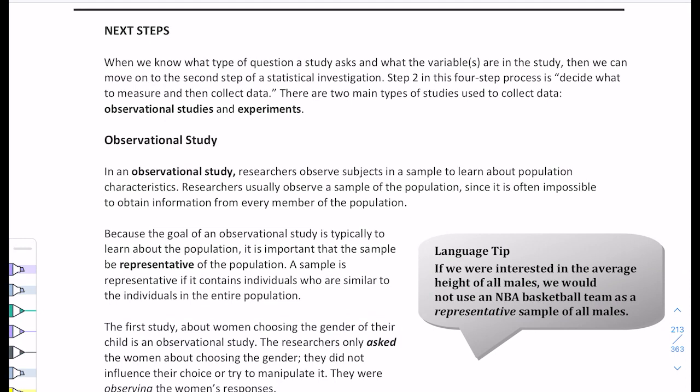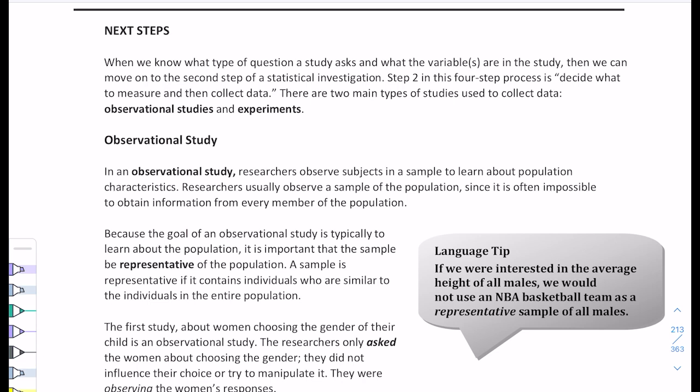So now we're in the second part of our statistical investigation, which is decide what to measure and then collect the data. So there's two types of studies used to collect data. You can either perform an observational study or you can perform an experiment. So in an observational study, researchers observe subjects in a sample to learn about population characteristics. So usually what will be involved in observational studies is you'll gather data that's already there, or you'll gather data over time for somebody.